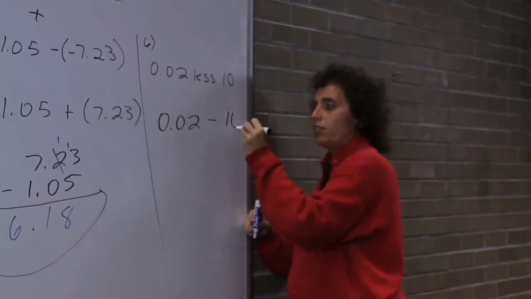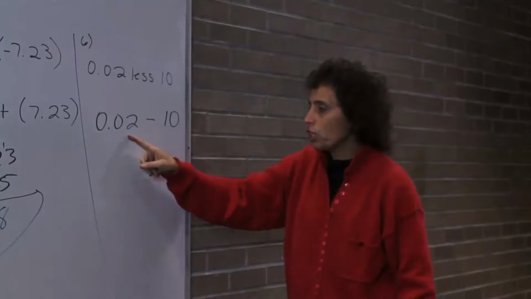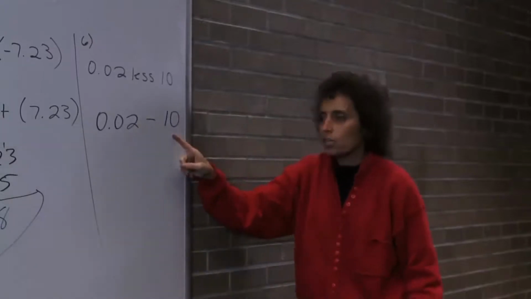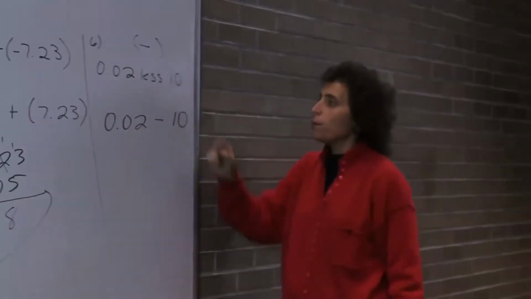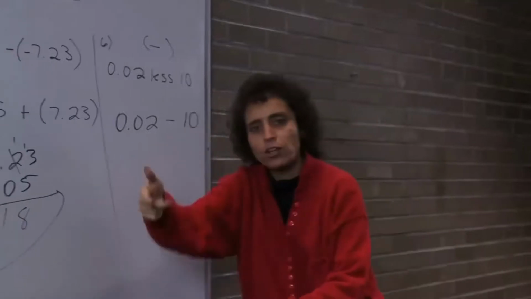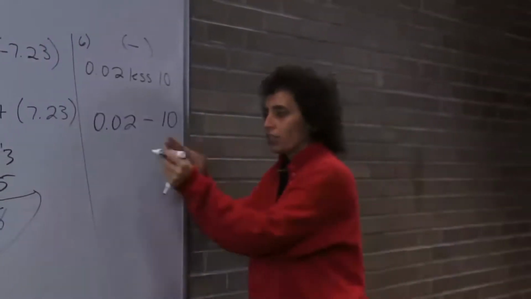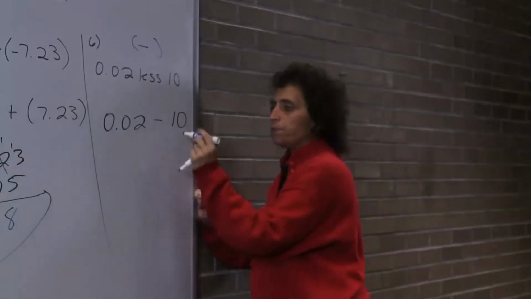So it's 0.02 minus 10. So I have 0.02. I owe you 10. Okay? That means I'm going to owe you a lot of money in the end. So my answer is going to be negative, and I'm going to have to subtract, because I had this money, I'm paying you that much money. That's like 2 cents. It's like 2 pennies. All right, here we go.